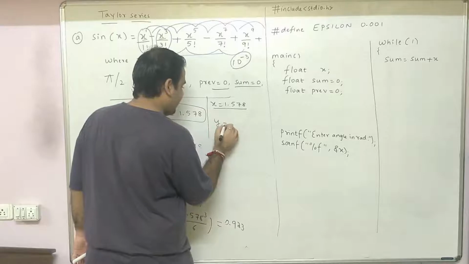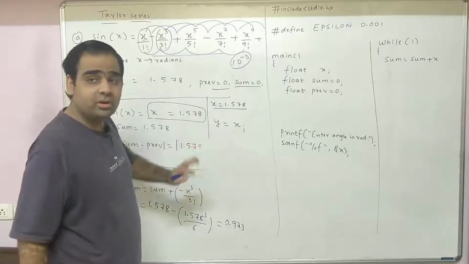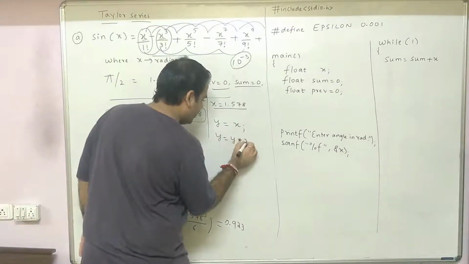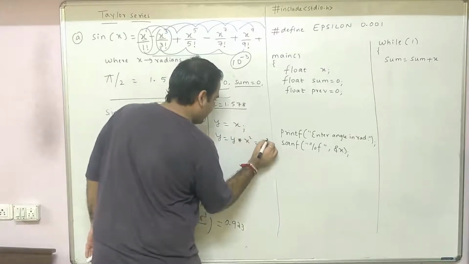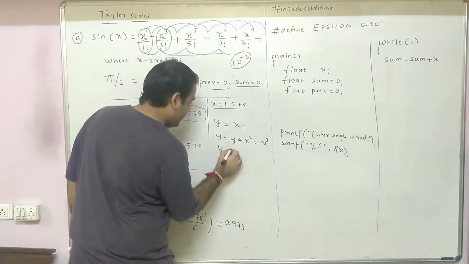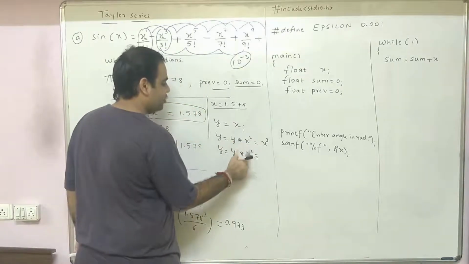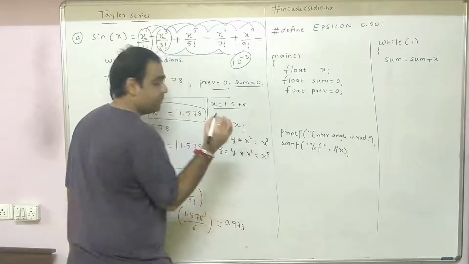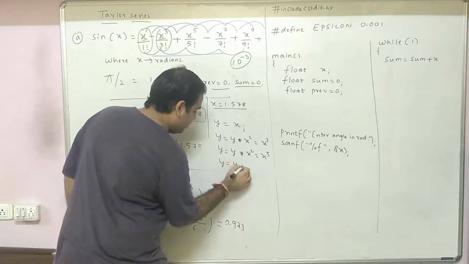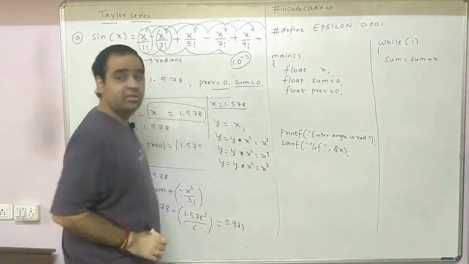Suppose I say y is equal to x. Next time, how do you compute x cube? You say y is equal to y into x square. Therefore, the value of y will become x cube. Next time, how do you compute x to the power 5? y is equal to y into x square. The value of y is x cube into x square, which is x to the power 5. Next time, how do you compute x to the power 7? You say y is equal to y into x square. Therefore, you get x to the power 7.